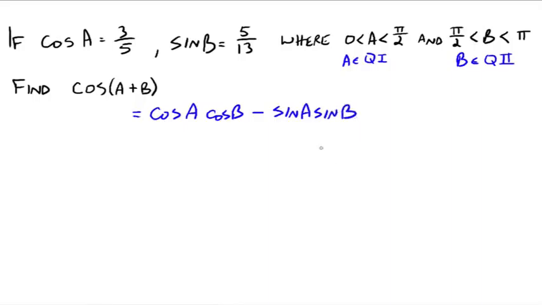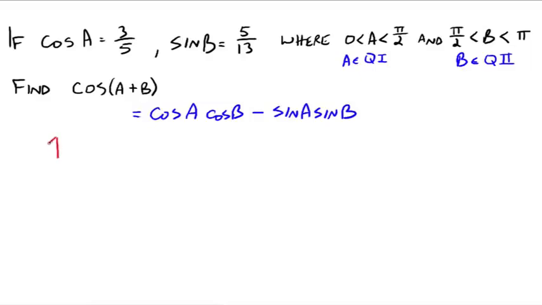And then we say, all right, well, what do we need to know? What information do we have to figure out? Well, we know what the cosine of A is, so we can plug that in. We know what the sine of B is, so we can plug that in. But we don't have the sine of A, nor do we have the cosine of B. Right, so that's where we need to do a little more work. So we go off here to the side, we're going to draw some little triangles.